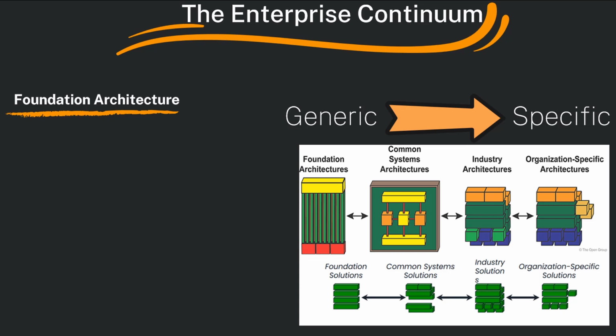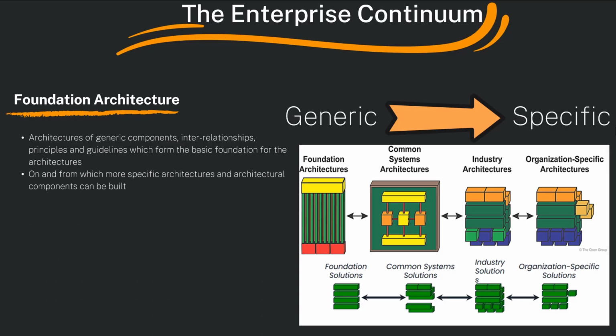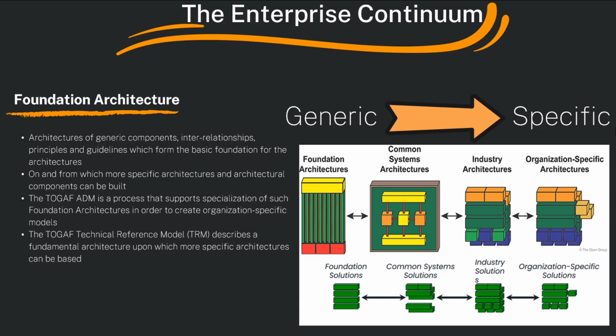Foundation architecture. Architectures of generic components, interrelationships, principles and guidelines which form the basic foundation for the architecture, on and from which more specific architectures and architecture components can be built. The TOGAF ADM is a process that supports specialization of such foundation architectures in order to create organization-specific models. The TOGAF Technical Reference Model (TRM) describes a fundamental architecture upon which more specific architectures can be based.